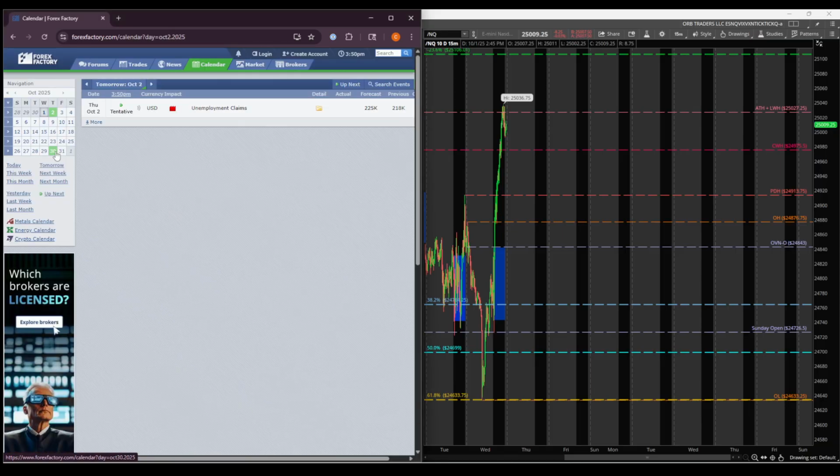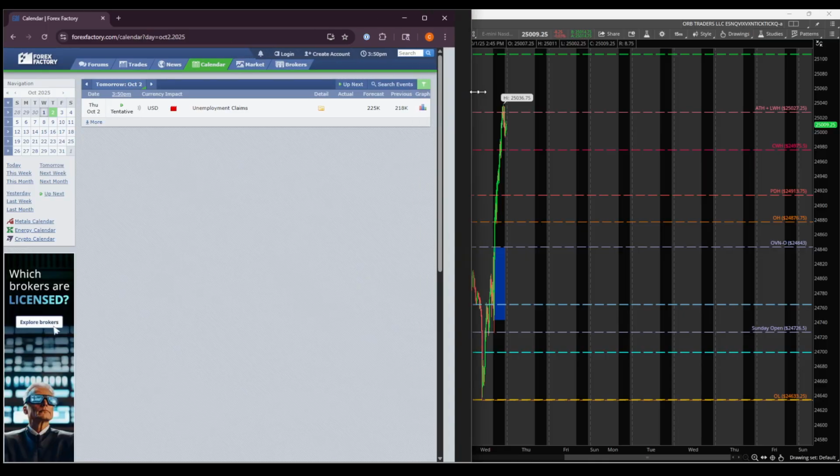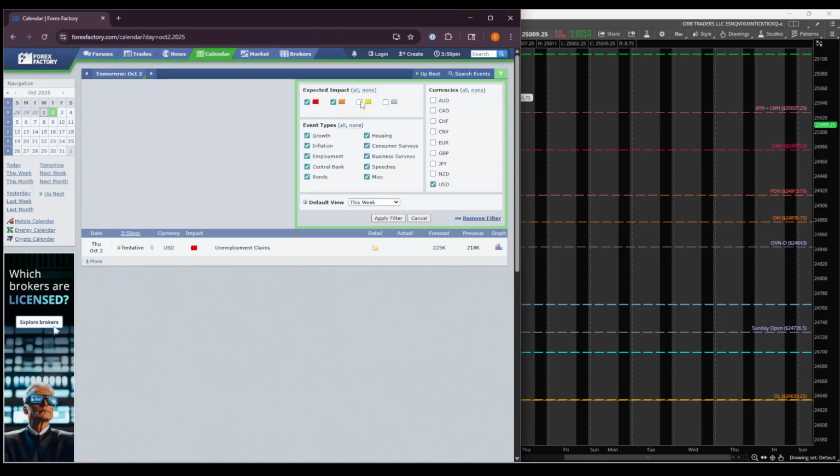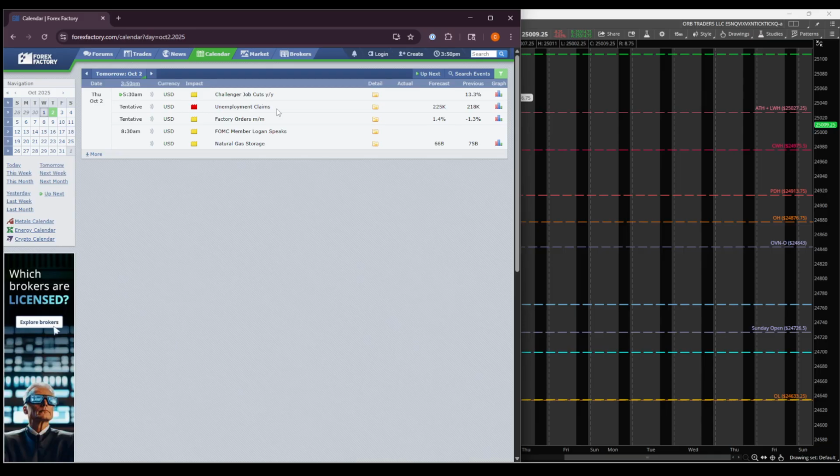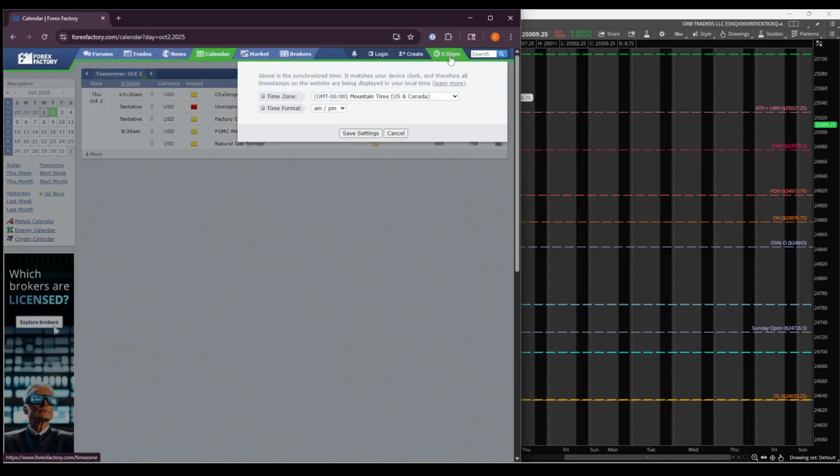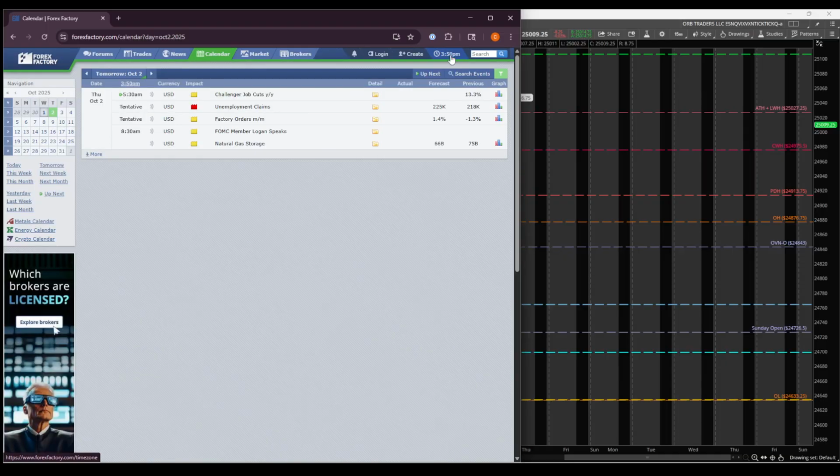I'm going to go over the October 2nd, happy October by the way, October 2nd trade plan. Let's start just by looking at our events on deck. Looks like I've got these filtered out already, but unemployment claims early in the morning. Let me actually double check this time zone. Yep, 3:50. So this is Mountain Standard Time.